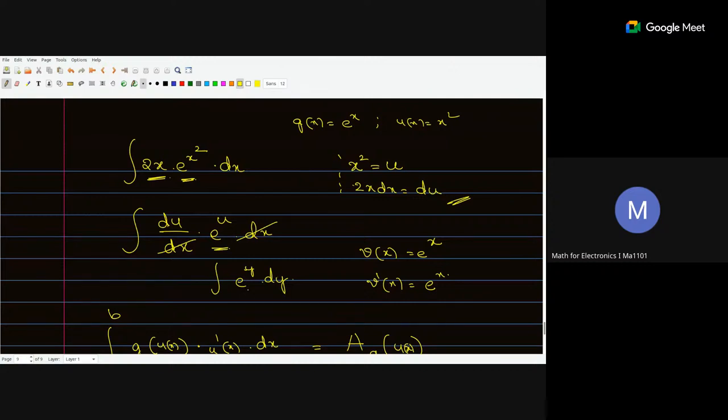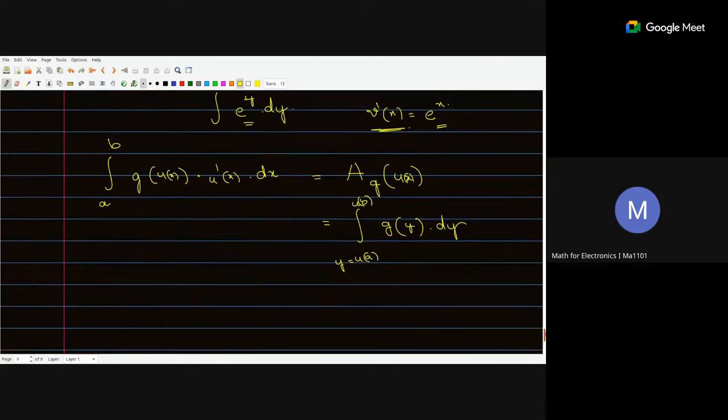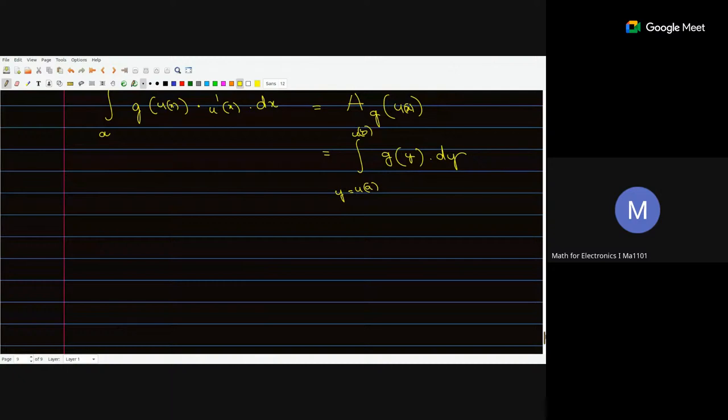Now if you see here, e power y's derivative will be e power y, so therefore the integral of e power y will be e power y only, okay. So that is what they meant, I guess. So their v prime of x, which is the same thing. So they said this.